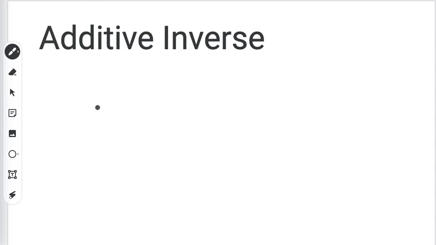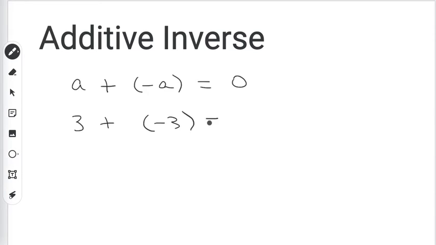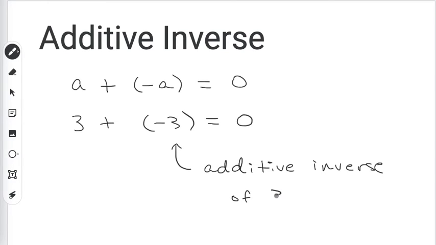Now let's talk about inverses. The additive inverse is going to be what you add to something to get the additive identity 0. So for example, if I add 3 and negative 3, I'll get 0. So we say that negative 3 is the additive inverse of the positive 3. And vice versa. We can say that positive 3 is the additive inverse of negative 3.